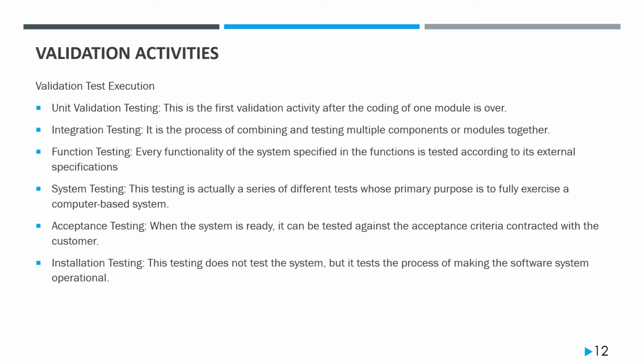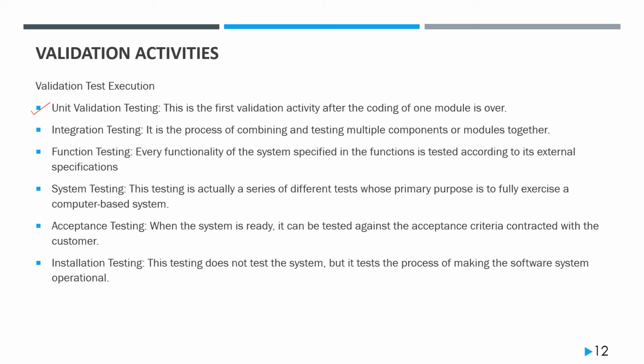Now come to validation test execution. Validation test execution can be divided in these testing activities. First is unit validation testing. What is inside that unit validation testing? The testing strategy is to first focus on smaller building blocks of the full system.